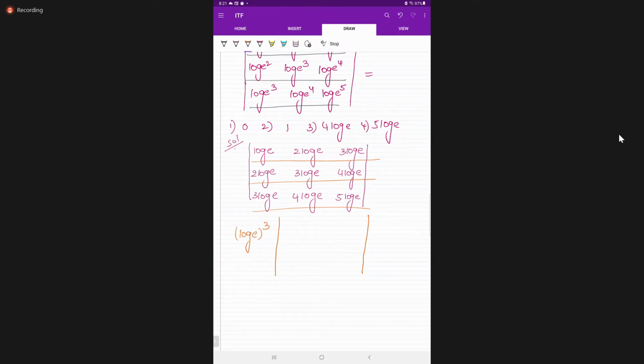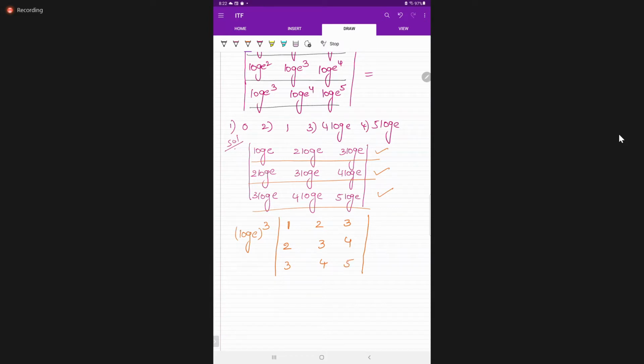Tell me, students, how you got log e whole cube? Ma'am, each row, all the 3 rows have log e, so we have to take it out separately. First row log e is common, second row also, third row also, so log e into log e into log e is log e whole cube. What is left here? 1, 2, 3; 2, 3, 4; 3, 4, 5.